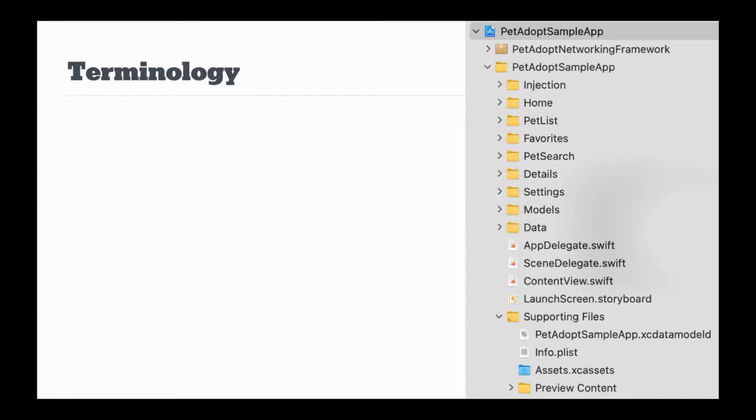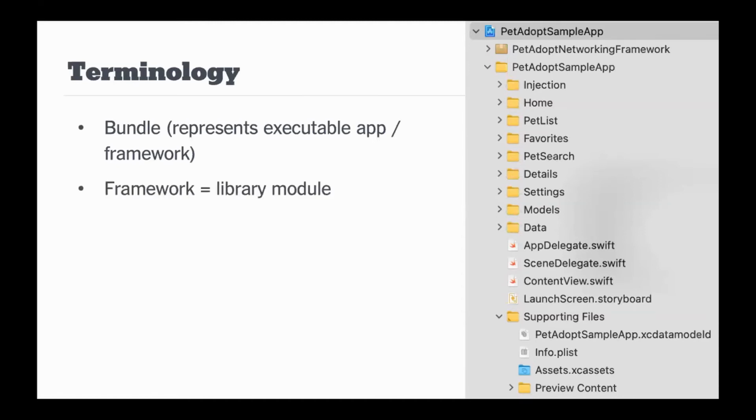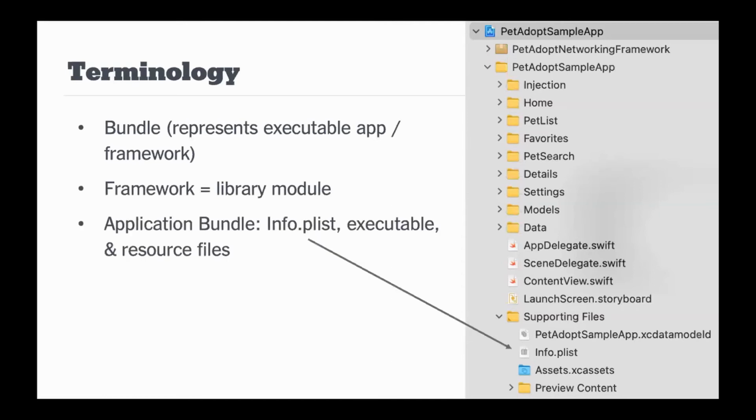Okay, moving on, let's talk about the iOS app structure. So first off, some terminology. When I'm talking about a bundle, I'm talking about the executable app or framework. A framework is essentially like an Android library module. And coming back to how to build and run an iOS app, you're going to be working with your application bundle, which consists of what we call an info plist, which is our configuration file, the executable, as well as some resource files.